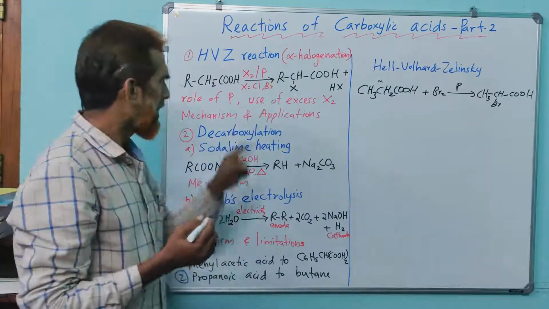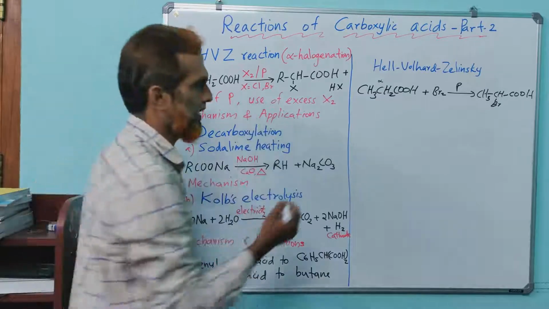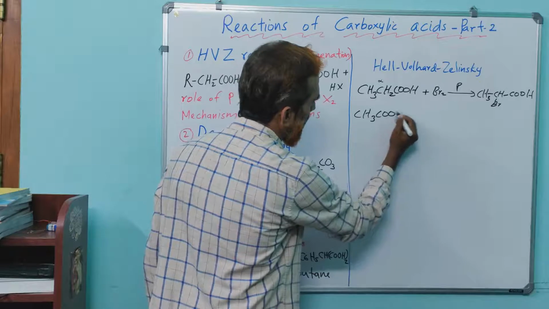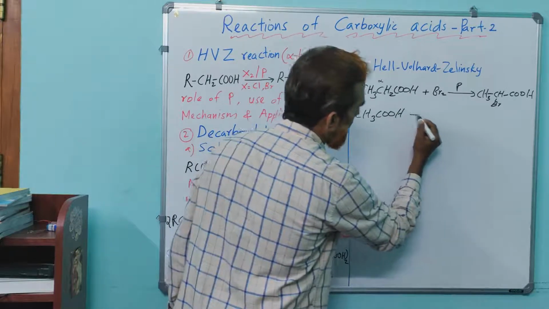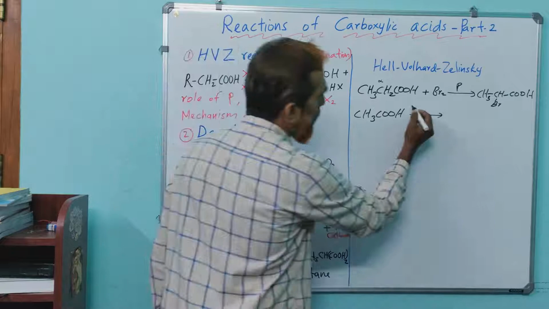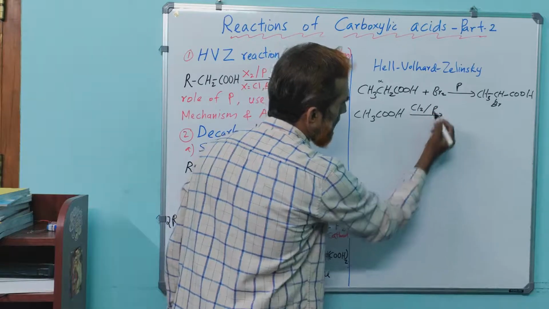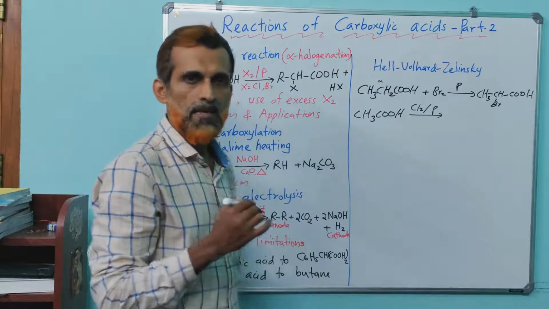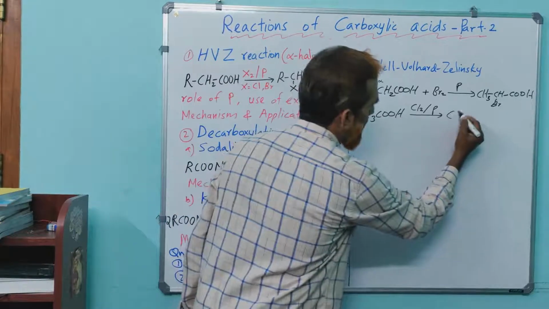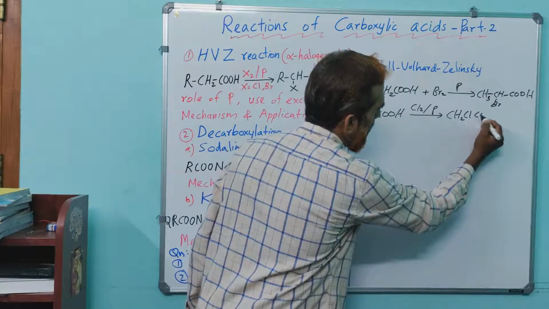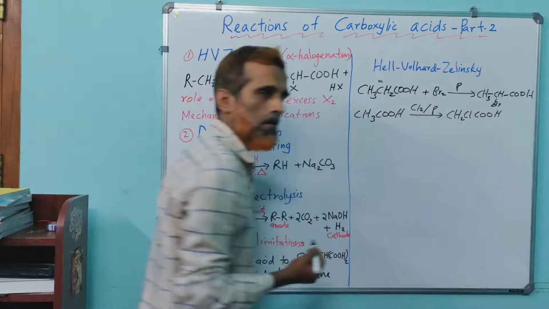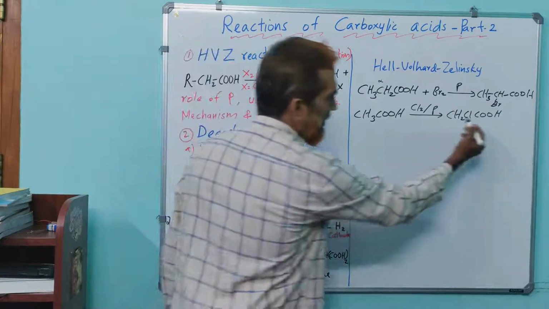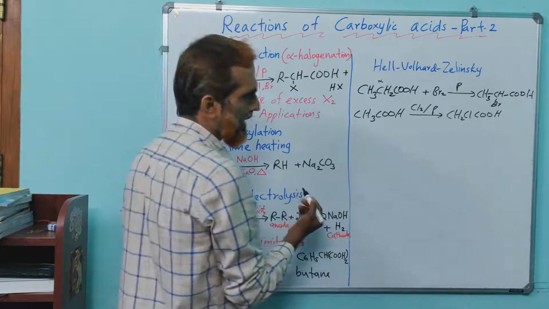Now here, if you are using excess of halogen, for example, let me take CH3COOH treated with excess of chlorine in the presence of phosphorus, alpha halogenation takes place successively. That means first you get CH2ClCOOH, that is the monochloro product, alpha chloro ethanoic acid or acetic acid.